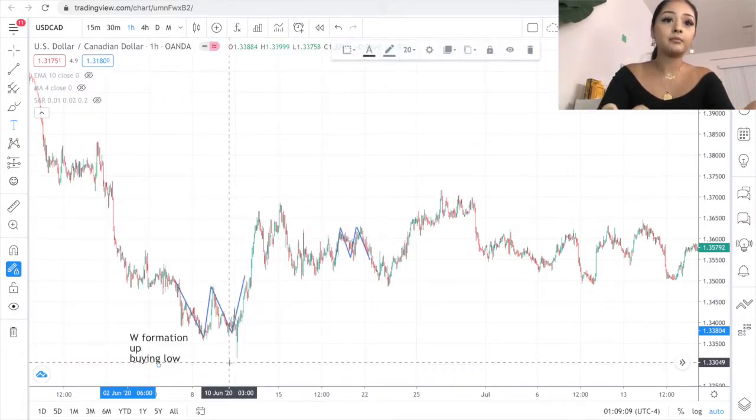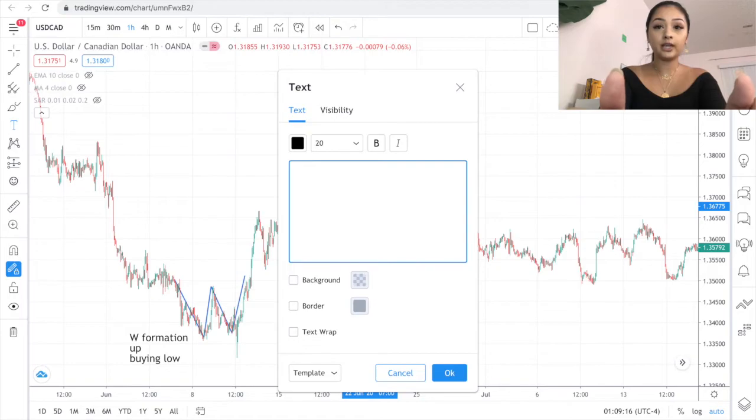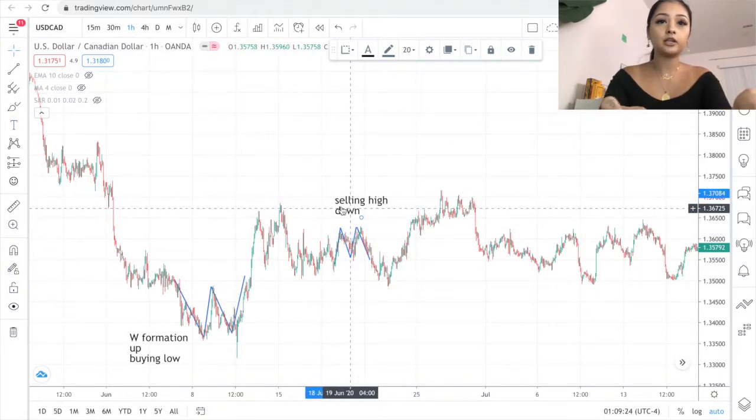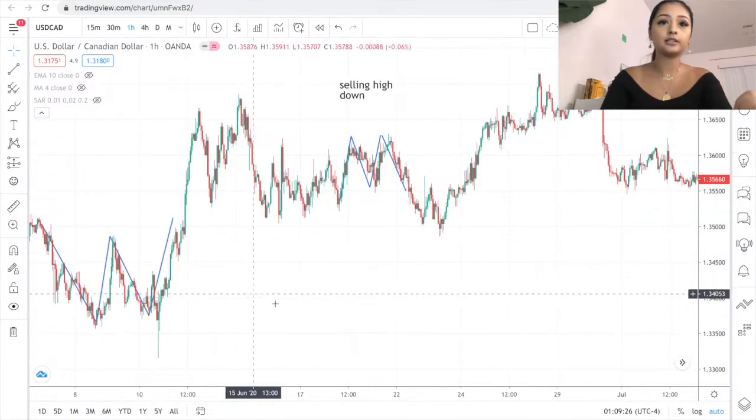So what is an M? It's the complete opposite. Whenever you see an M, you're going to be selling high because you're looking for the market to go down. And if you're correct, you make money. So let me just zoom in here because I want to break this down a little bit for you guys.